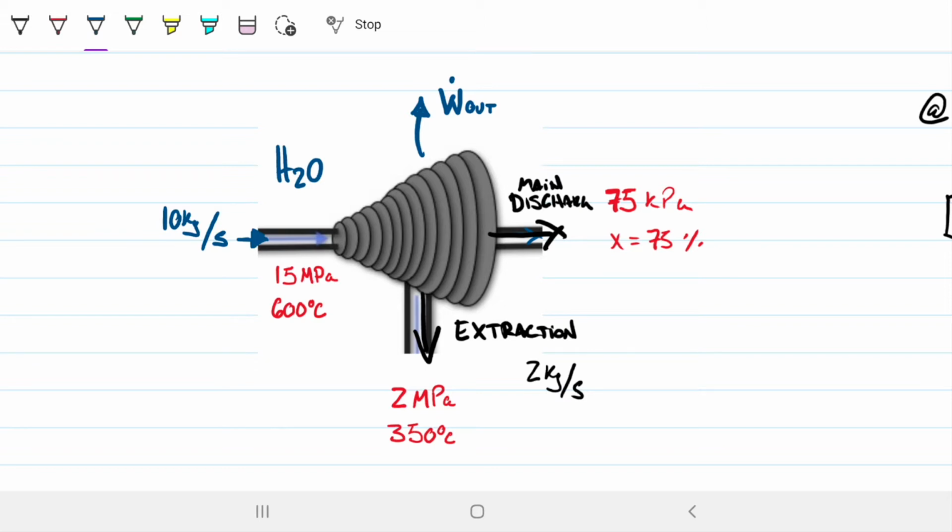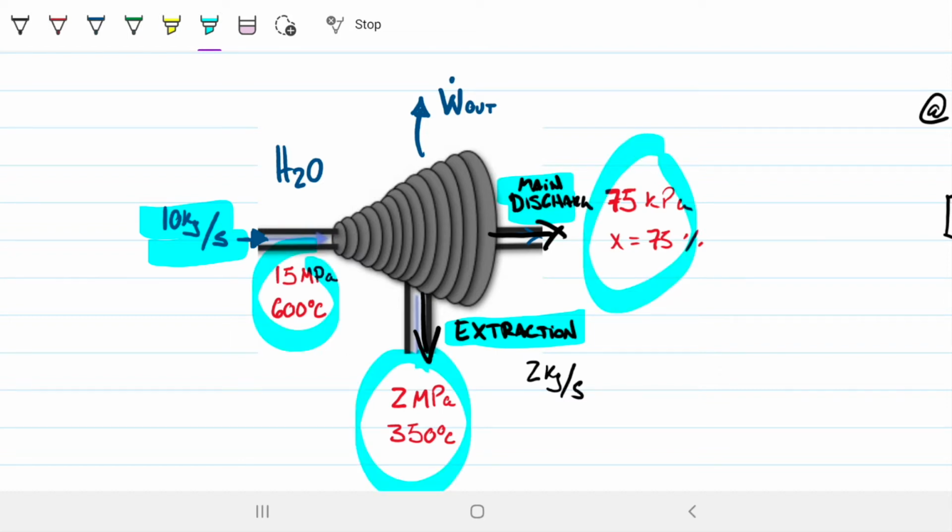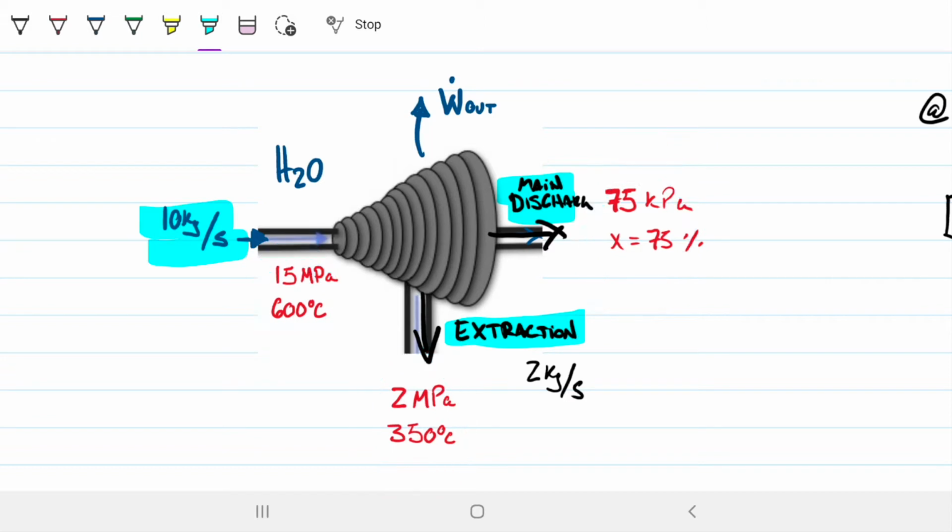Today we're tackling another problem regarding turbines, and now that we learned all about how to define states, we are going to solve for the power of the turbine. So under this setup here that I drew, with a certain amount of steam coming in, a certain extraction coming out, and the main discharge with all its set properties, what is the power we can extract from this turbine? What is the useful work we can extract from it?